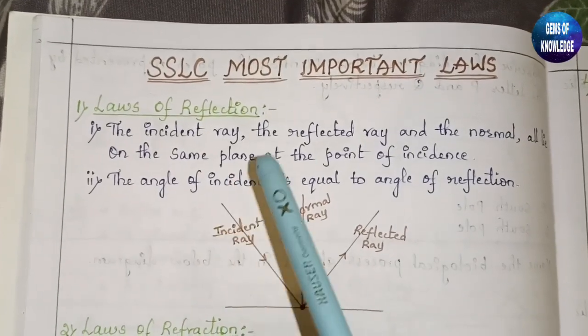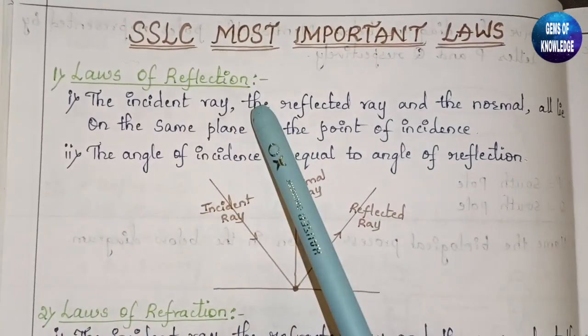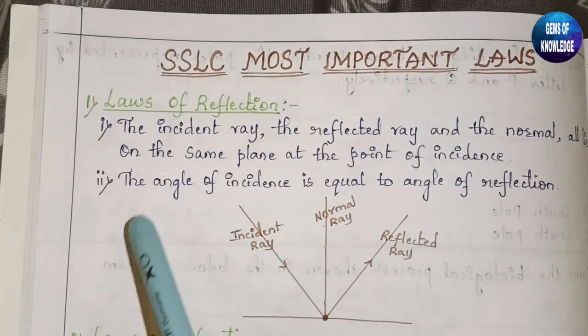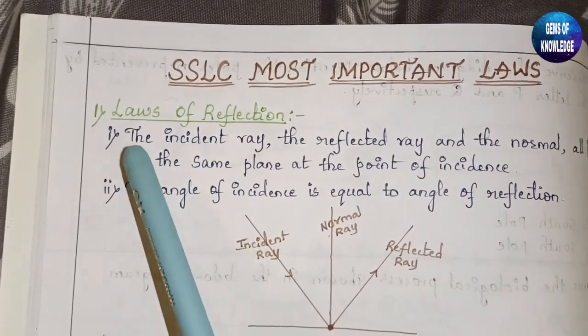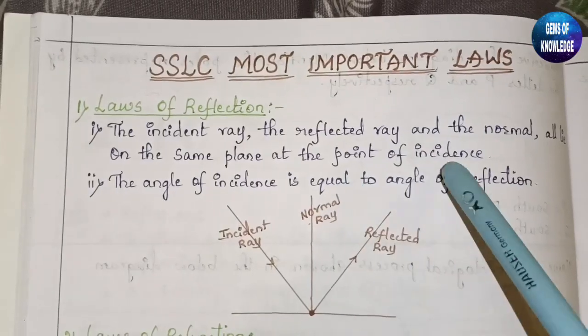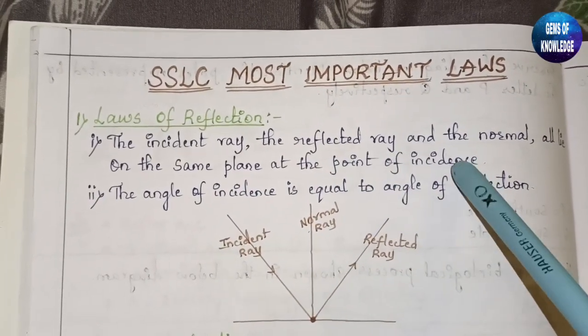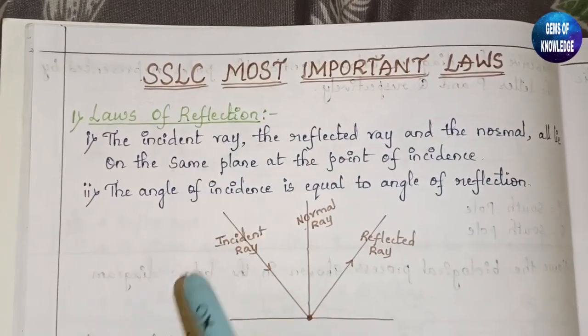So the first law here is laws of reflection from the light chapter. In the laws of reflection there are two laws. The first one is the incident ray, the reflected ray and the normal all lie on the same plane at the point of incidence. So this is the first law.